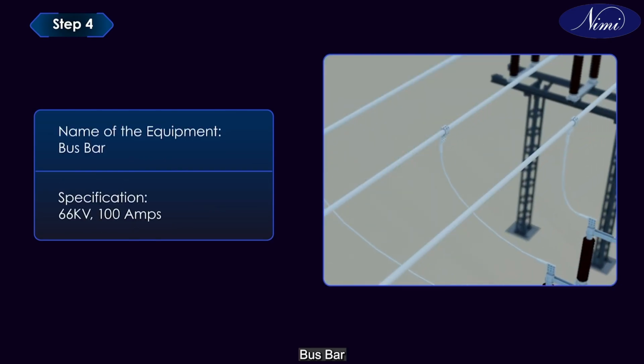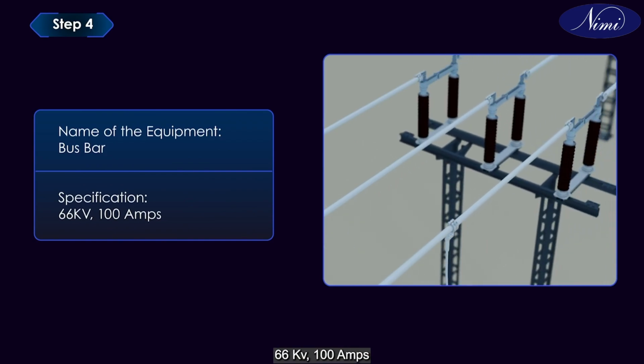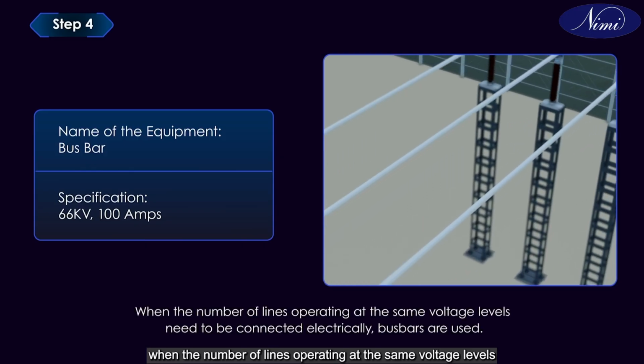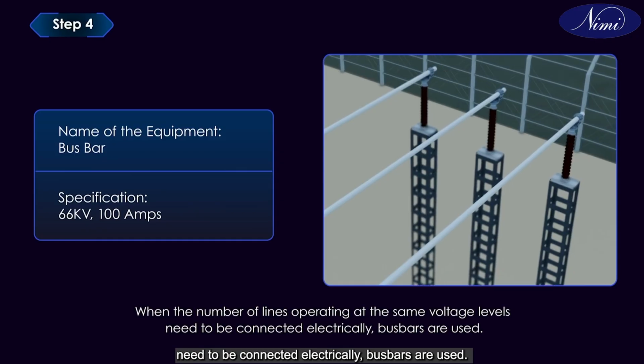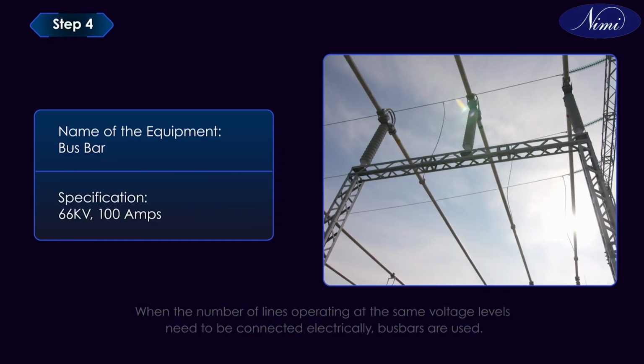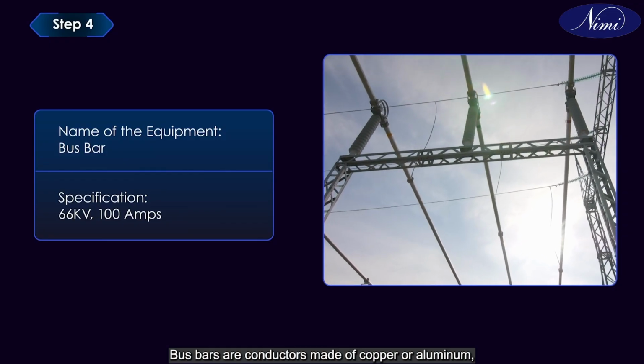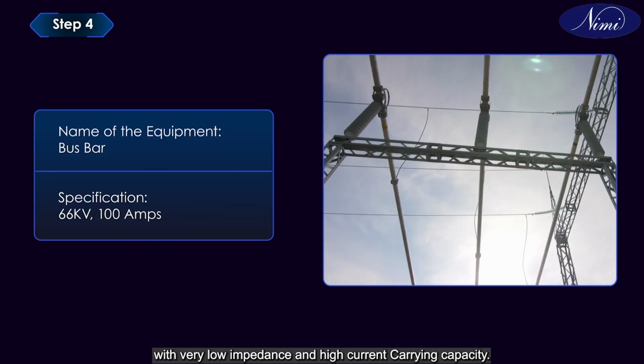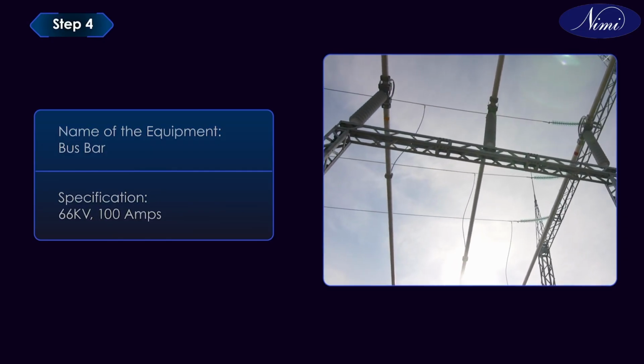Bus bar, 66 kilovolt, 100 amperes. When the number of lines operating at the same voltage levels need to be connected electrically, bus bars are used. Bus bars are conductors made of copper or aluminium with very low impedance and high current carrying capacity.